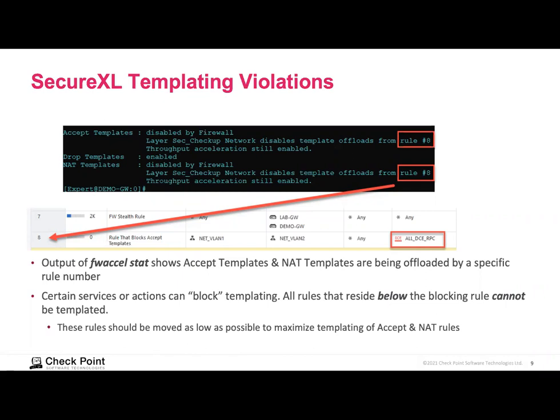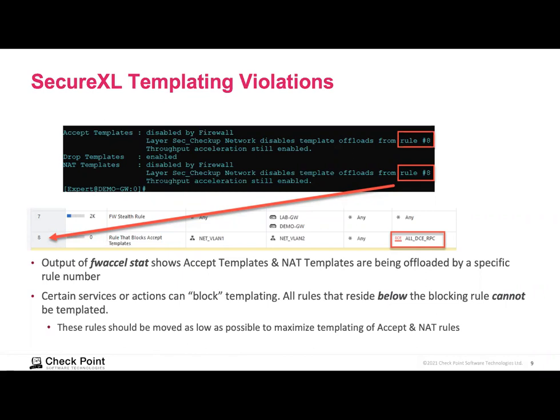So, if this is a 10 rule policy, that's not a big deal. If this policy has hundreds or thousands of rules in it, it could be a huge deal that we're blocking templating at such a high level. So you can go through and you can see in my example that basically this rule is just using a service, all DCE RPC. It doesn't even really matter what that service does. I just used it as an example because it's something that would block templating.